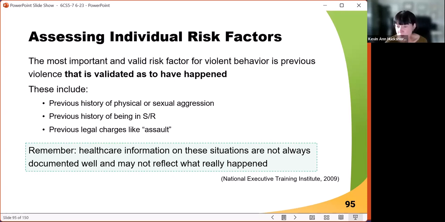Irvo Otieno, one of the young men that died in the Assumptions PowerPoint, was arrested for assault on a police officer. However, when they went back and looked at the body cam, all he did was wave them off and then push them off, and that was considered assault. So whenever we see charges like assault, we need to remember that we weren't there, and we need to take that with a grain of salt.